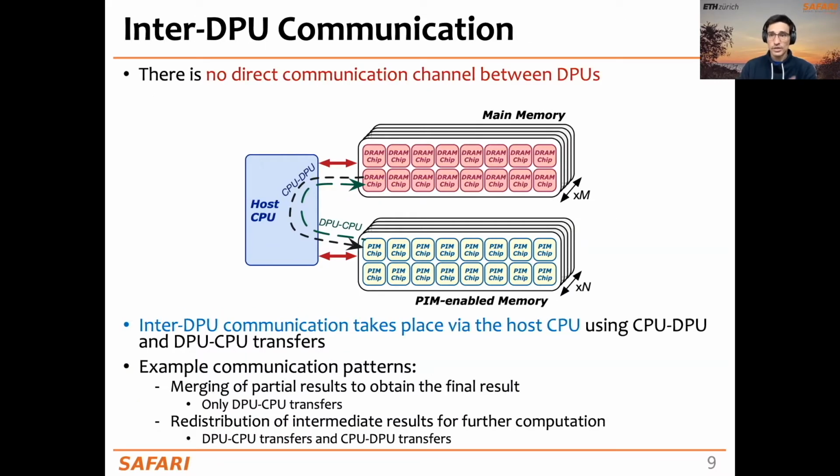These CPU to DPU and DPU to CPU data transfers are very important for us because we need to use them to enable inter-DPU communication, because there is no direct communication channel between DPUs. We talked as well about some example communication patterns, for example, merging of partial results to obtain a final result. In this case, we only need to use DPU to CPU transfers. Or the redistribution of intermediate results for further computation. In this case, we need to use DPU to CPU and CPU to DPU data transfers.